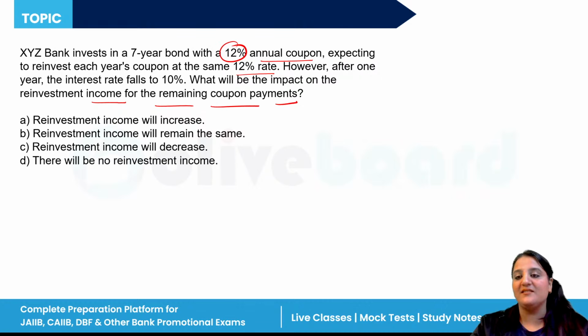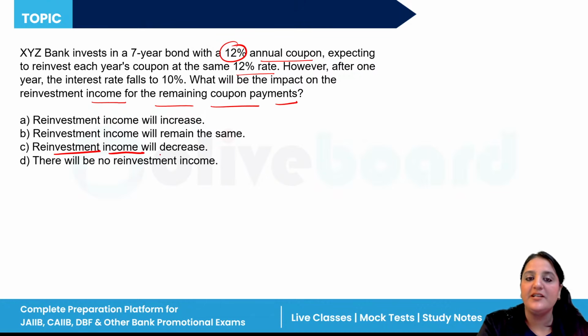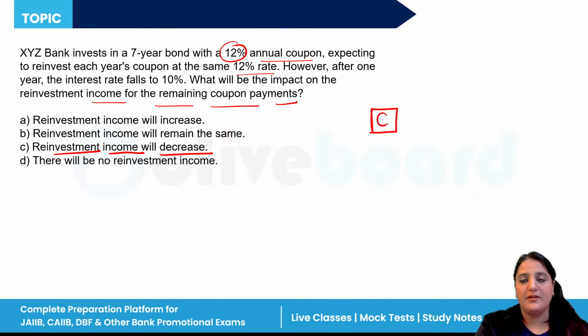This is the classic case of reinvestment risk. That means the uncertainty of future reinvestment rates. So the correct answer is reinvestment income will decrease here. So option C is correct. Clear?